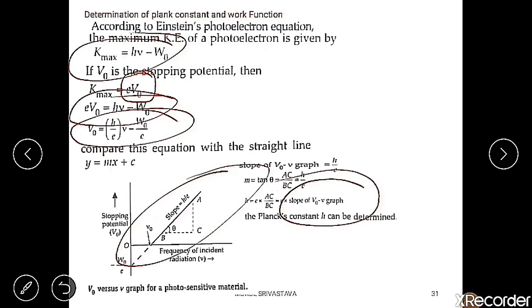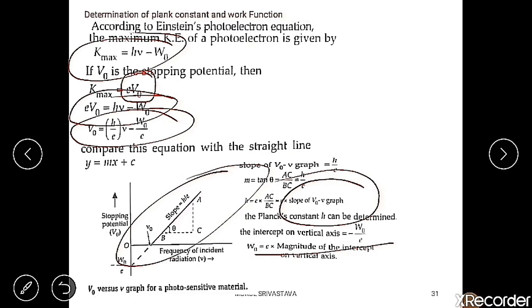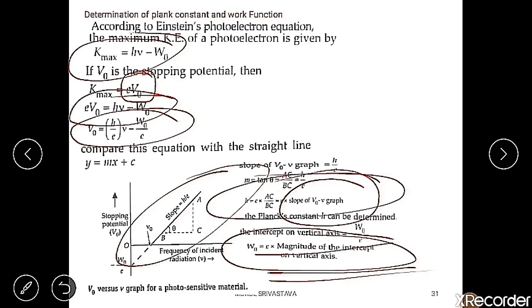Now we are going to find out the work function. You can say that this line increases in the upward direction, and it will cut the vertical axis at minus W naught upon e. So in that case, the intercept of this line on the vertical axis is equal to minus W naught upon e. So we put the value here. Now W naught is equal to e into the magnitude of the intercept on the vertical axis. So in this way we can find out the value of W naught, as well as the value of this Planck constant here.